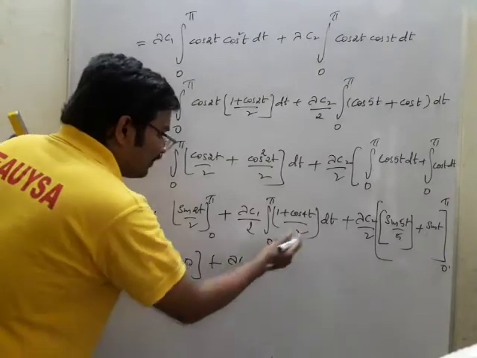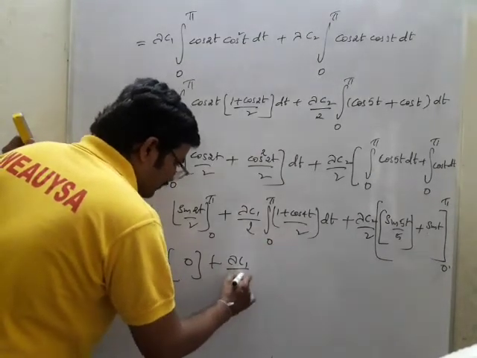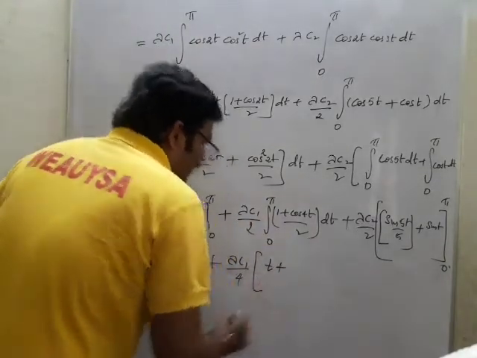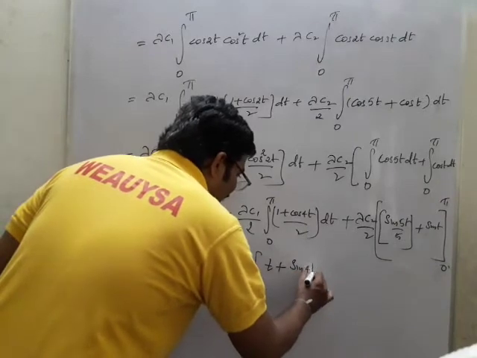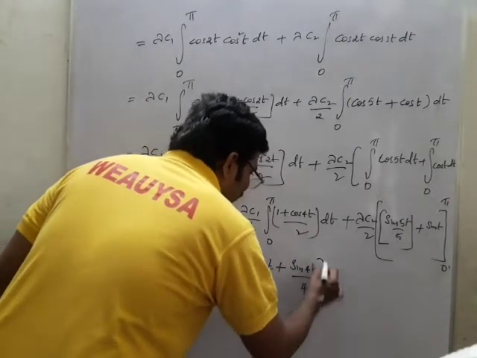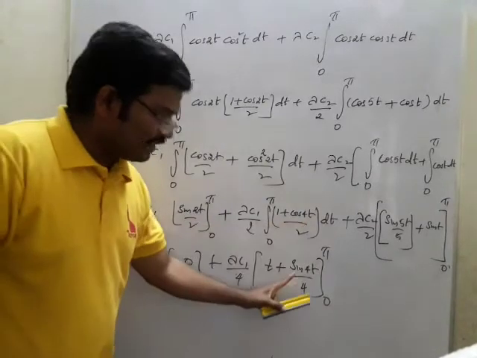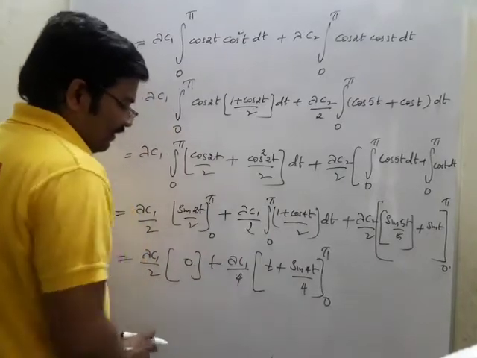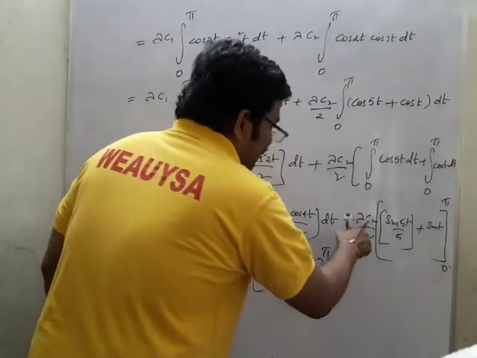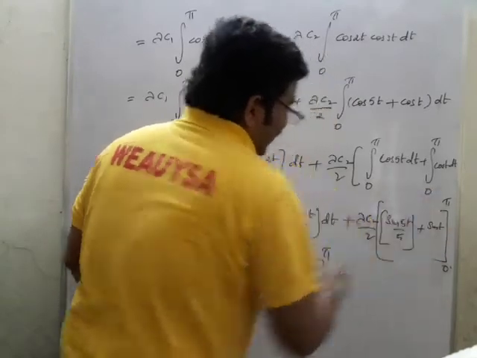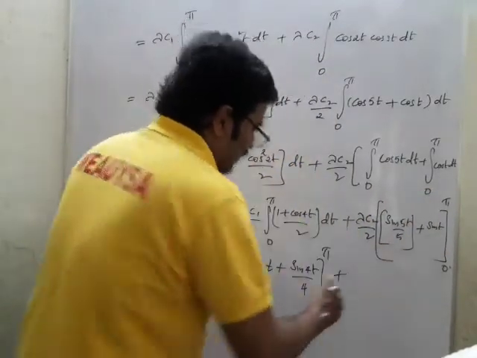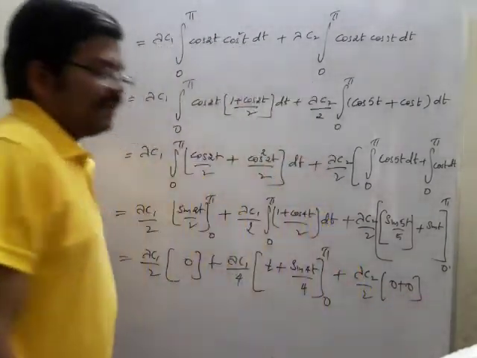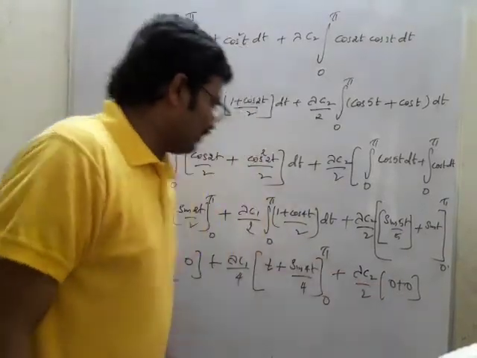Plus lambda c1 by, I take 2 outside here, means this becomes 4, integral. Here t will be t plus here sin 4t by 4 under 0 to pi. Cos 4t is there, no? That is sin 4t by 4. The 2 I have already taken outside, that becomes this 4. And this is lambda c2 and this is under 0 to pi. This everything is 0. This also 0. So lambda c2 by 2 is 0 plus 0. Sin n pi is nothing but 0. So both are 0.